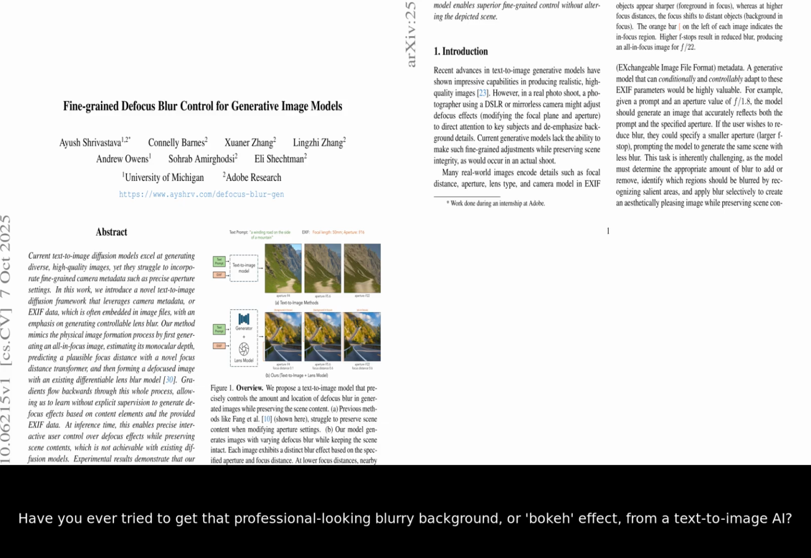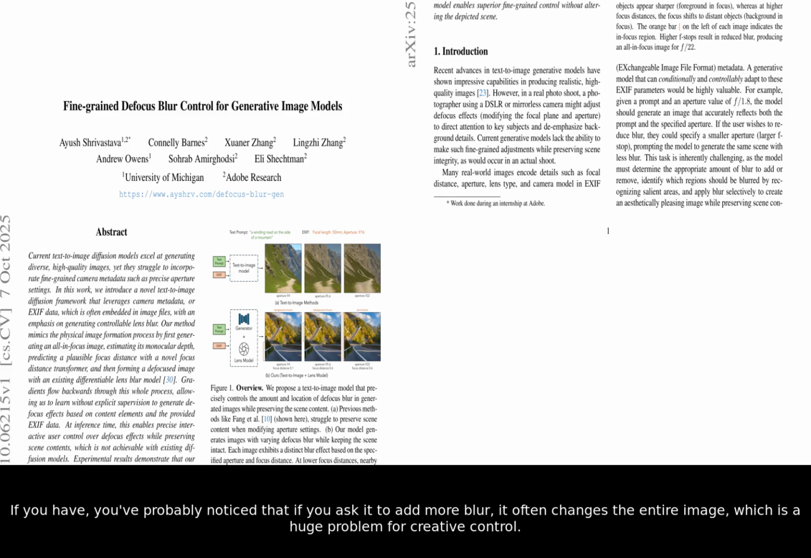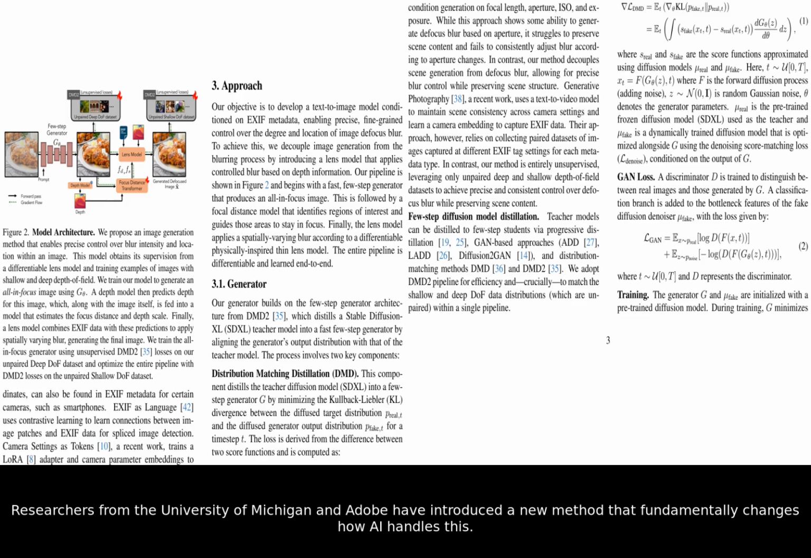Have you ever tried to get that professional-looking blurry background or bokeh effect from a text-to-image AI? If you have, you've probably noticed that if you ask it to add more blur, it often changes the entire image, which is a huge problem for creative control. Researchers from the University of Michigan and Adobe have introduced a new method that fundamentally changes how AI handles this.